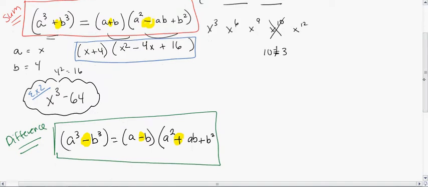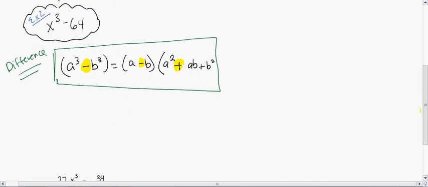All right, let's do this problem. Step 1 is to figure out what A and B are. A is x. Remember, the cube root of x cubed is just x. And B is just 4. The cube root of 64 is just 4. And now I'm going to plug it all into my formula. A minus B is x minus 4. There's my first factor.